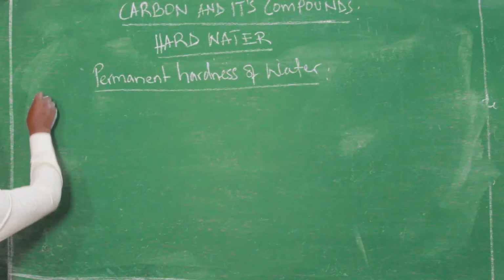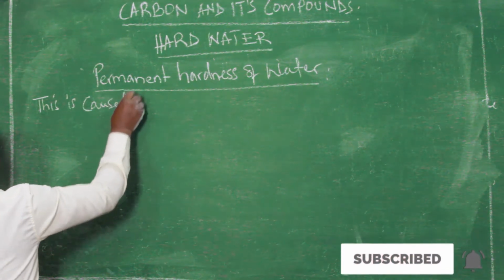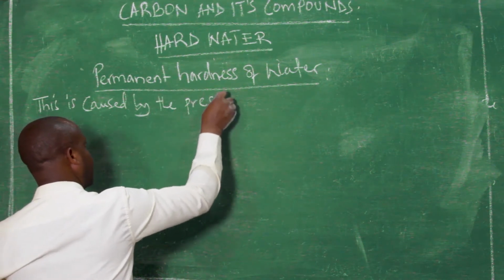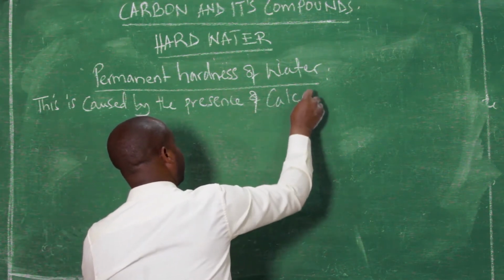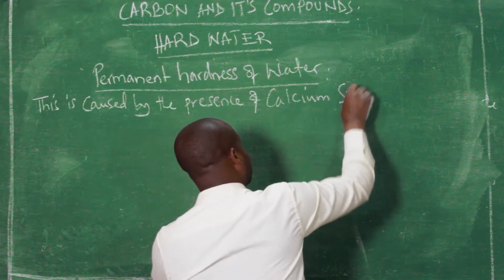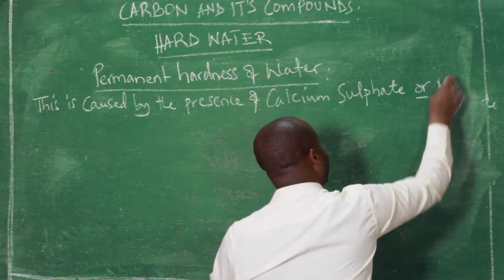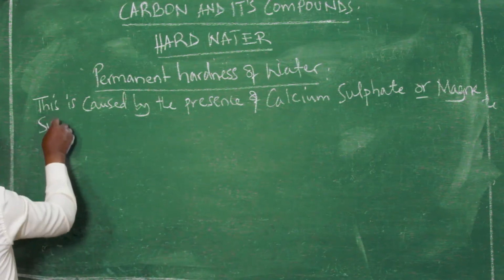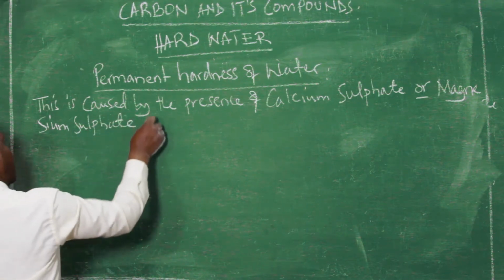Let's note down this permanent hard water. This is caused by the presence of calcium sulfate or magnesium sulfate in water.